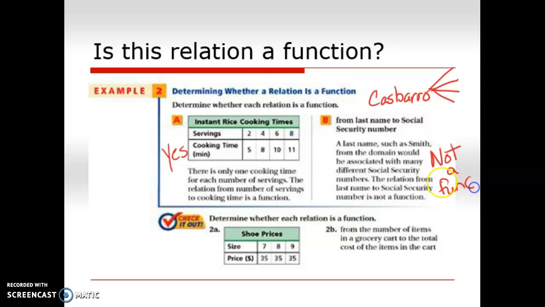Okay. Right here, I've got all different x values going to the same y value, but that doesn't make any difference. They're all different x values. So that is a function.